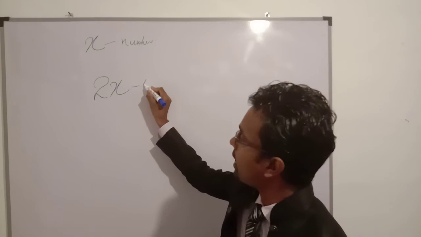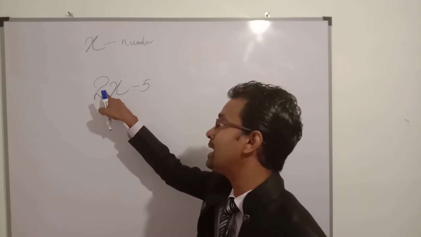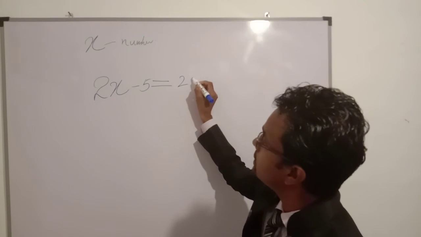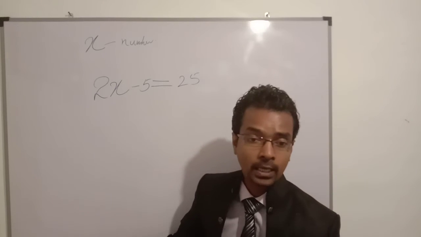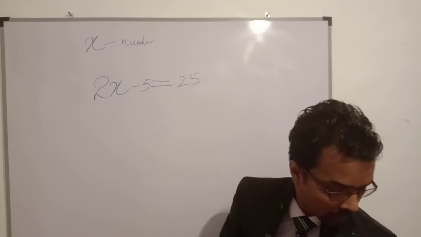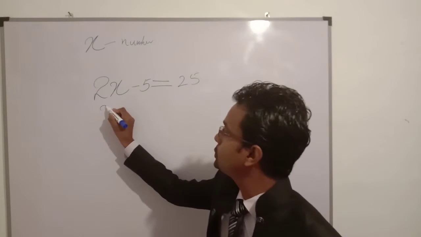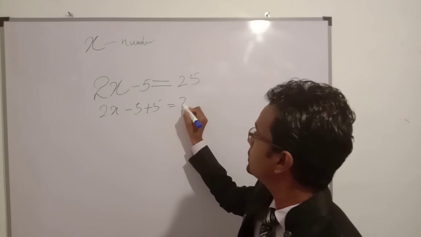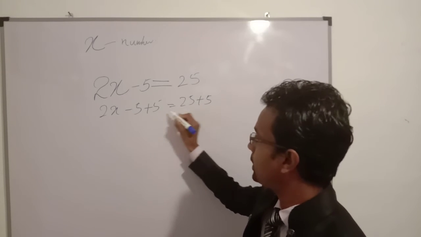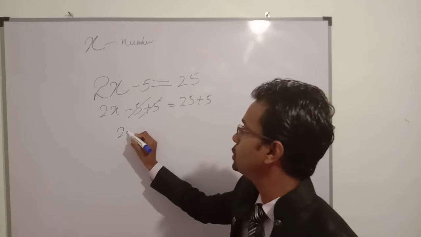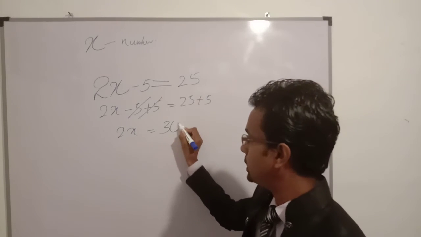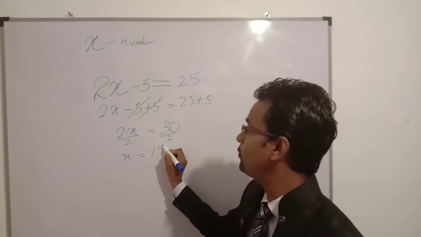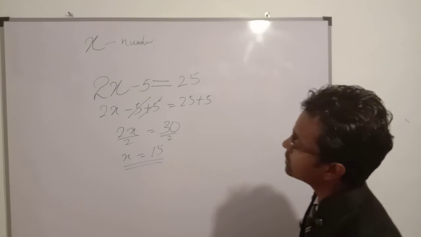What happened then? 5 is subtracted from twice that number, and the answer is 25. Now this is a simple equation. Let's solve it. 2x minus 5 plus 5, adding the opposite value, equals 25 plus 5. Plus 5 and minus 5 cancel out. 2x is equal to 30. Divide both sides by 2. x is equal to 15.